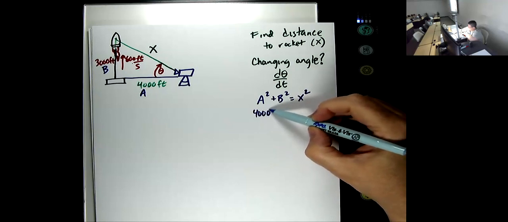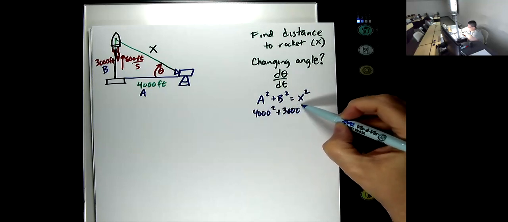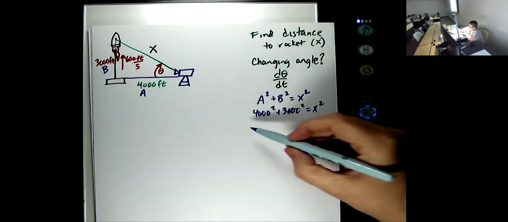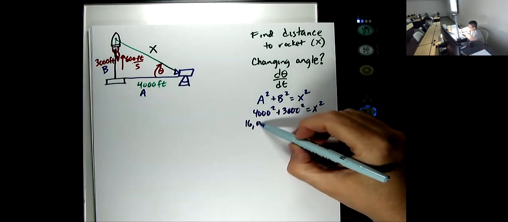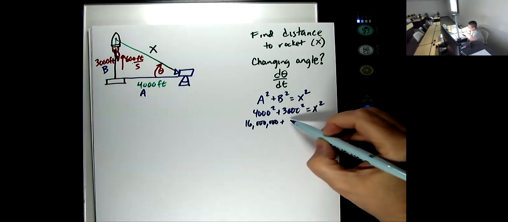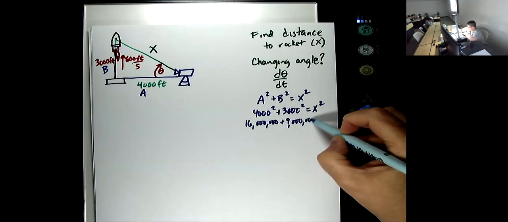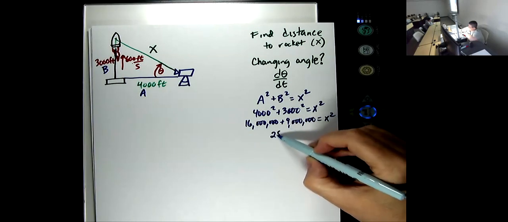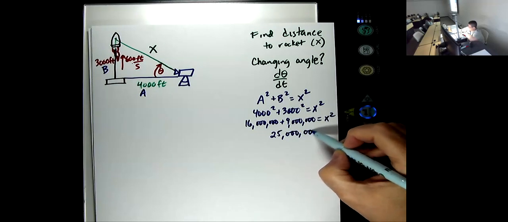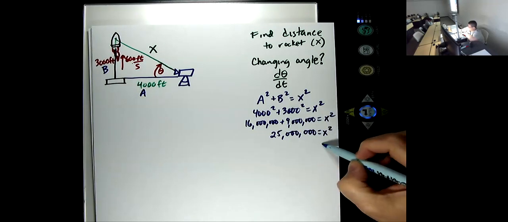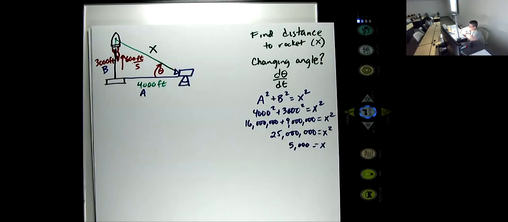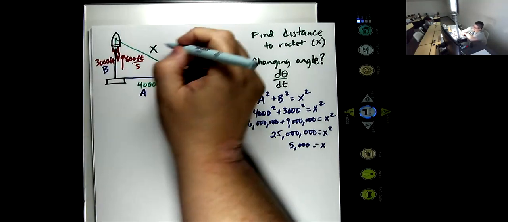4,000 squared plus 3,000 squared equals X squared. So 16 million plus 9 million equals X squared. That's 25 million. So X has got to equal the square root of that, which is 5,000. And that's in feet because the other two are in feet.